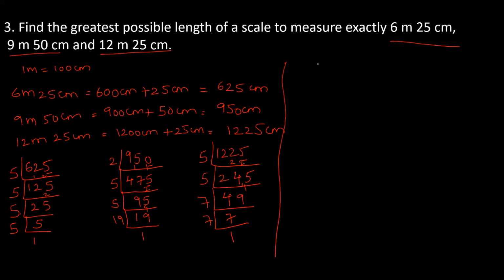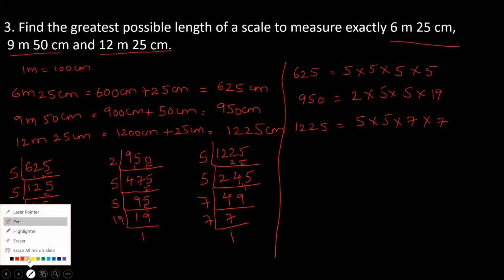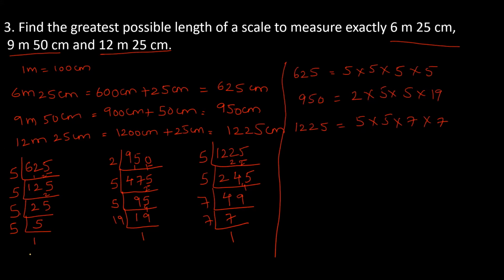So we can write 625 as 5 into 5 into 5 into 5. 950 as 2 into 5 into 5 into 19. And 1225 as 5 into 5 into 7 into 7. The first step of finding the prime factors is completed. So in the second step, we have to find the common prime factors of all the numbers.